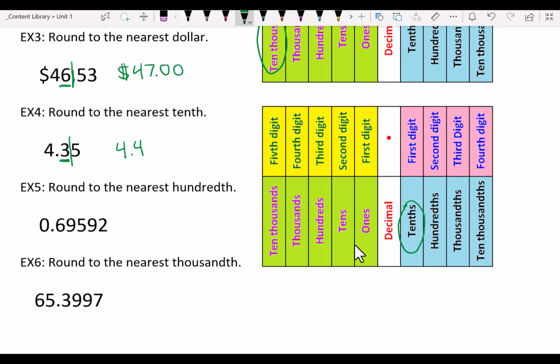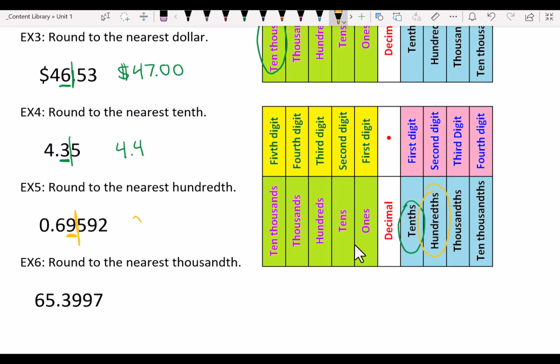Example 5, we round to the nearest hundredth. This is going to be the hundredths column, the second digit to the right of the decimal. I look to the right, it's a 5, so I'm going to round that 9 up. The next number that would come after the 9 actually would be a 0. But then that means we bump up the next one, 1, 2.